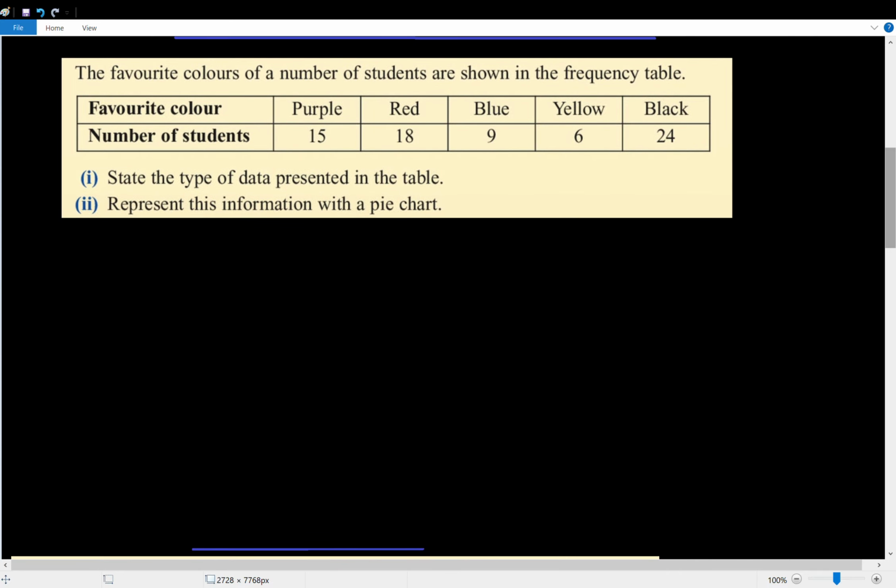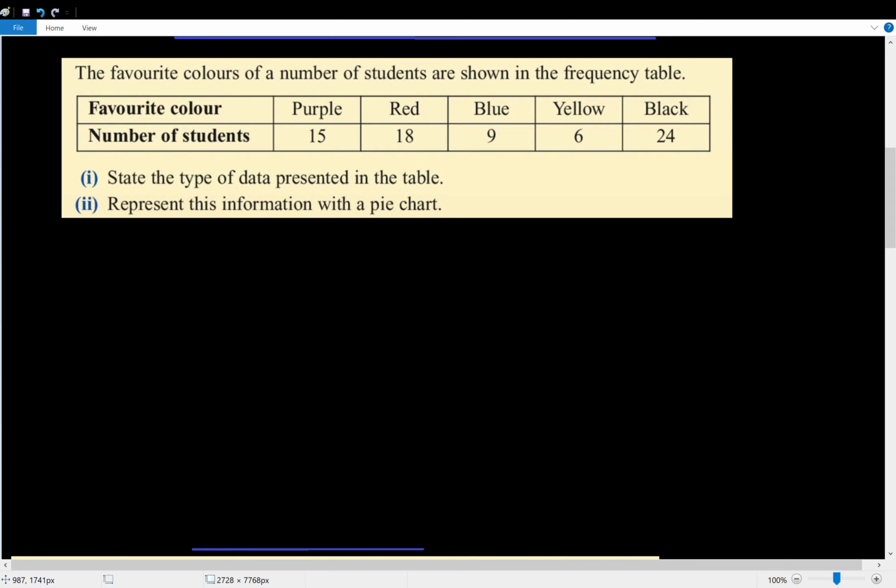So what we have here is the favorite colors of a number of students are shown in this frequency table. So we can see that 15 students, the favorite color is purple, 18 favorite color is red, 9 favorite color is blue, 6 favorite color is yellow, and 24 favorite color is black. We're asked to do two things for this. We're asked to state the type of data presented in the table and to represent this information in a pie chart.